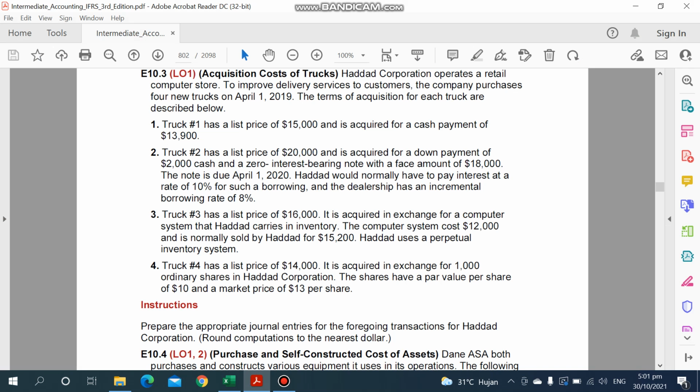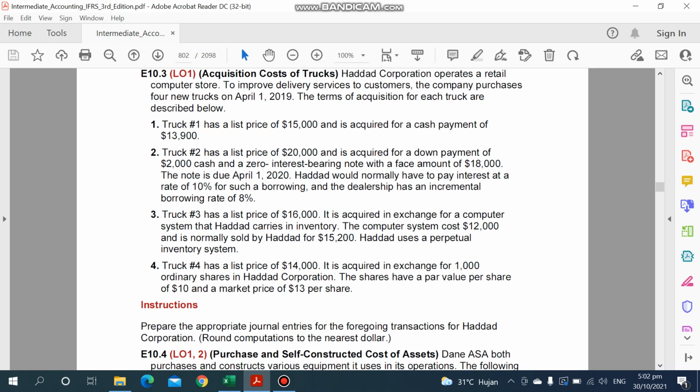And then truck number 2 has a list price of 20,000 and is acquired for a down payment of 2,000 cash and a zero interest bearing note with face amount of 18,000. The note is due April 1st, 2020. Haider would normally have to pay interest at a rate of 10% for such borrowing, and the dealership has an incremental borrowing rate of 8%. Okay, so we purchased this truck by paying 2,000 cash, and the rest is with the zero interest bearing note.